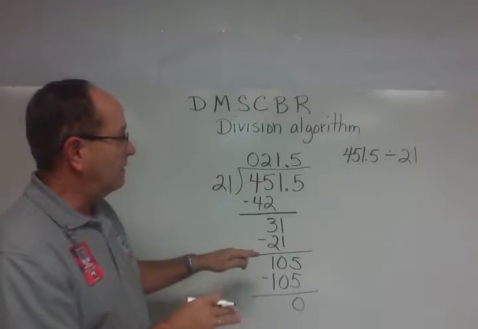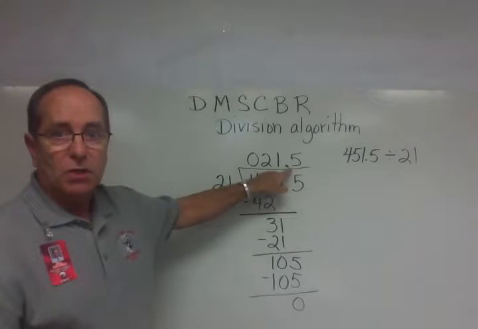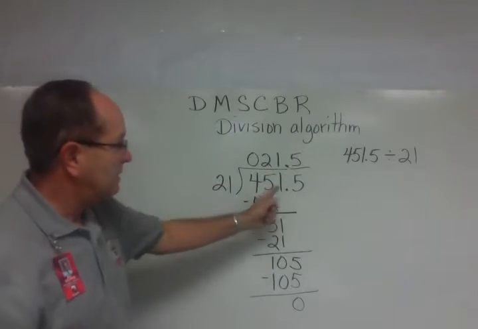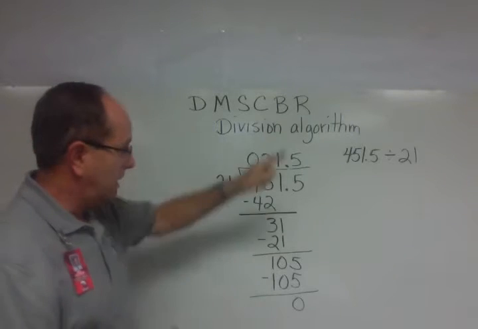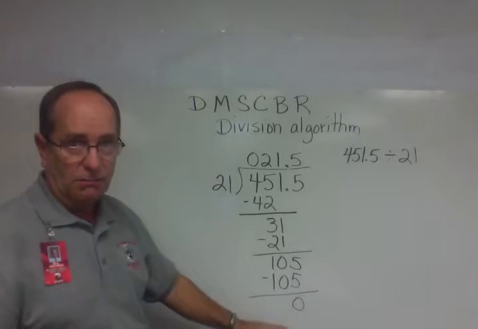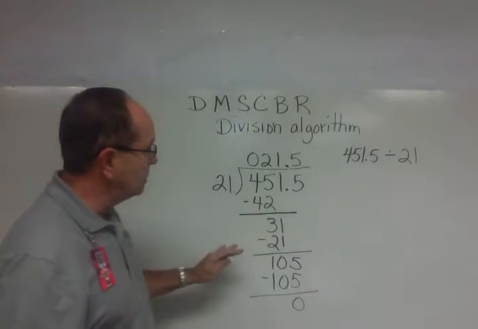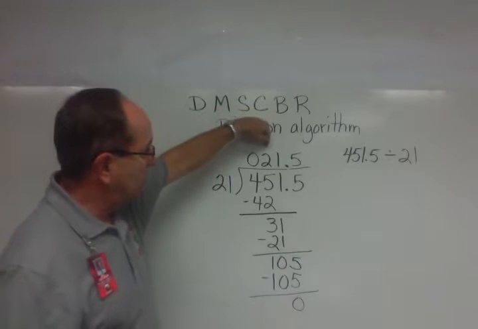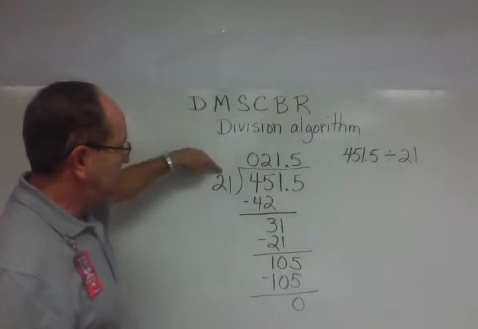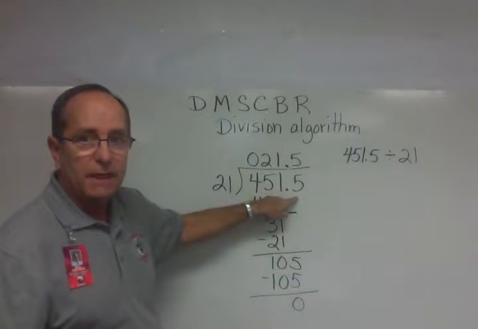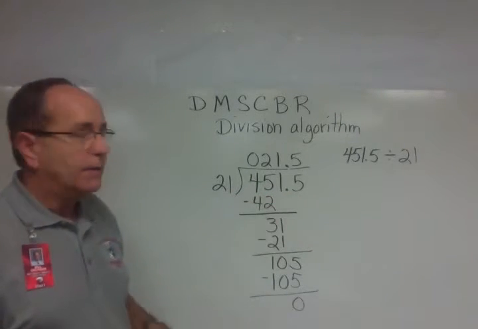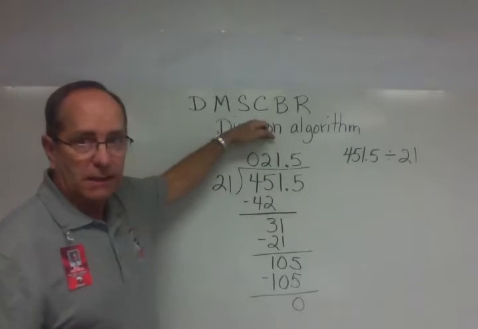In this case, it came out that we did have a decimal answer because of the decimal that moved straight up here, and that 5 became the tenths place as we kept dividing out digits and numbers. So we are finished with that. It's telling me that 21 and a half times 21 would give me 451 and 5/10 or a half. And that came out what I call a clean decimal.